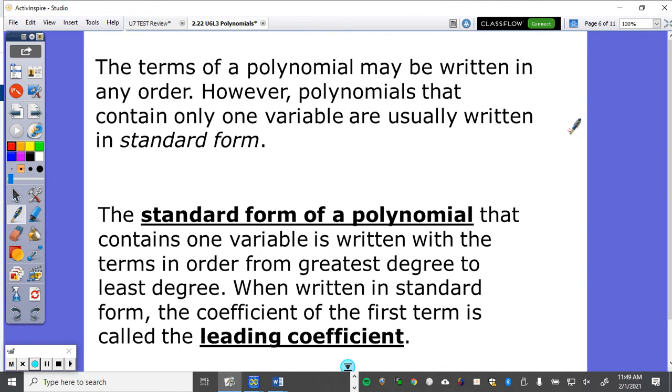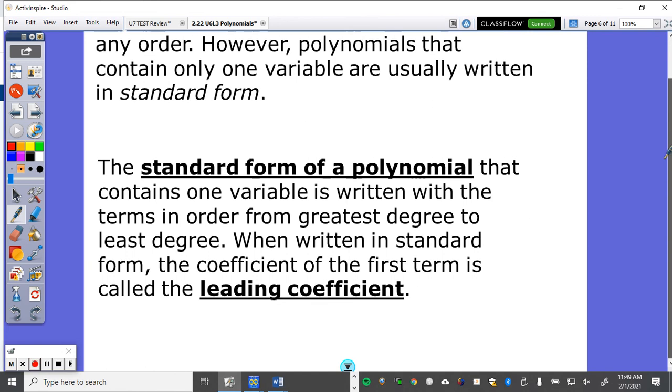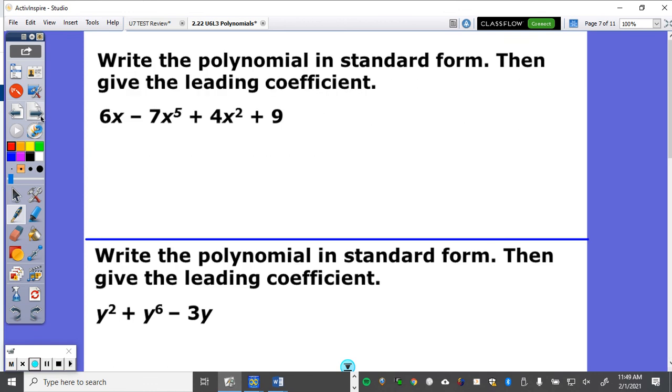All right, so standard form means that we're ordering the terms from largest to smallest degree. If the degree of this is 1, the degree of this is 5, the degree of this is 2, and the degree of this is 0, I'm going to rewrite this in the order of 5, 2, 1, 0. So I'm going to say negative 7x to the 5th plus 4x squared plus 6x plus 9. This is standard form.